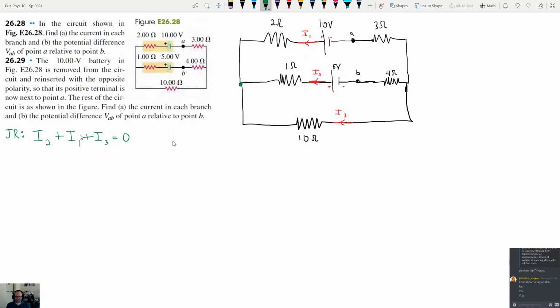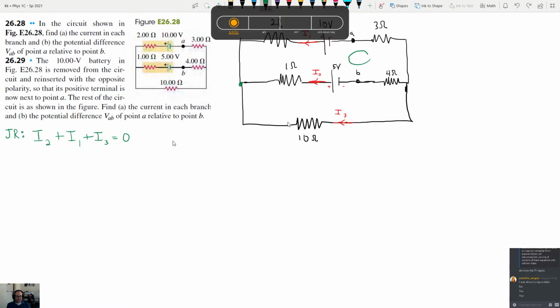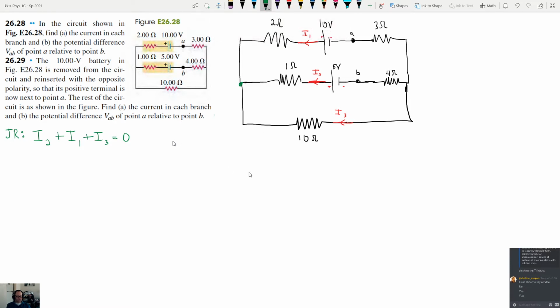Okay, so let's do some loops. So it seems to me that the most complicated loop would be the loop around this piece. Would you all agree? Because it's going to have two resistors here, and two voltage sources, right? So since we know from the previous problem that we can't use all three loops, we might as well choose the simplest loops. That is to say, the loops that have the least number of things in them. And that would be to ensure that we include the branch that has I3 in it.